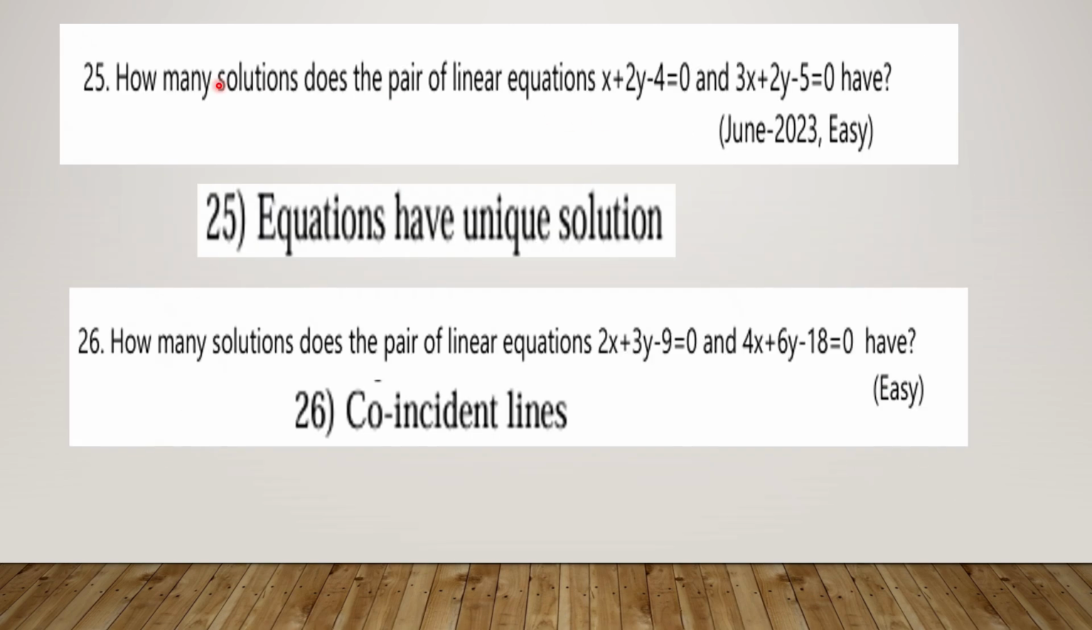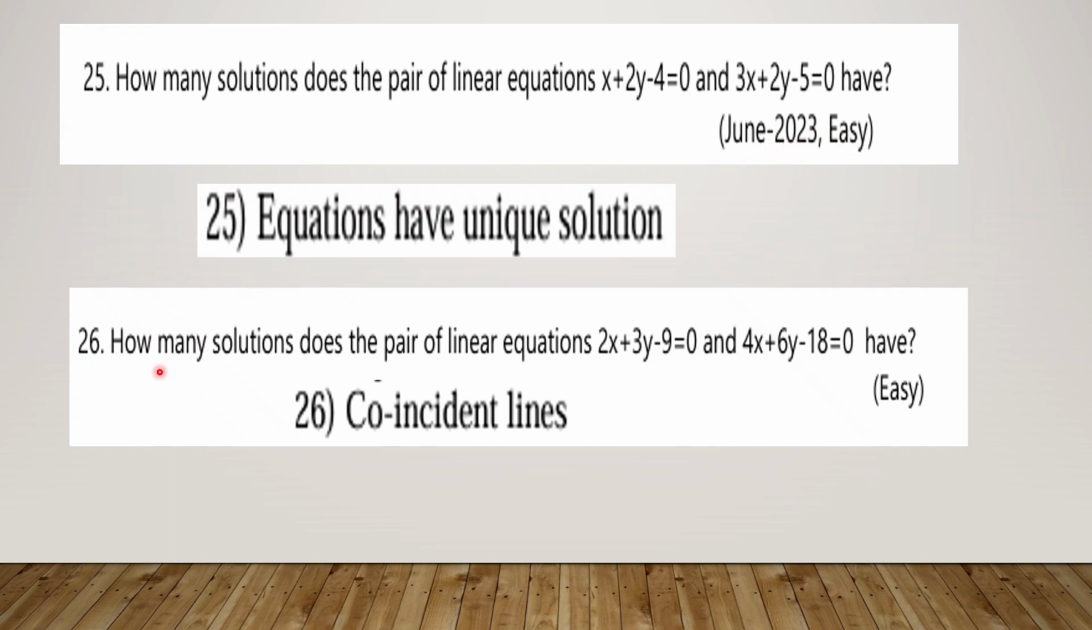Next question, question number 25. How many solutions does the pair of linear equations x + 2y - 4 = 0 and 3x + 2y - 5 = 0 have? Here the equations have a unique solution. By seeing the general form only I can identify it. It was already asked in the examination of June 2023.